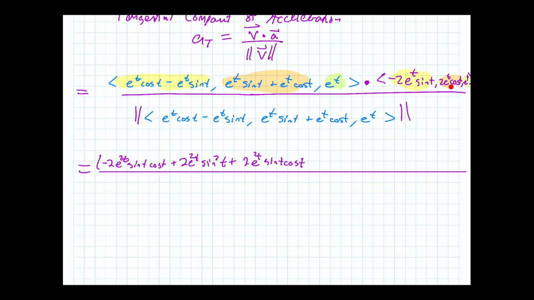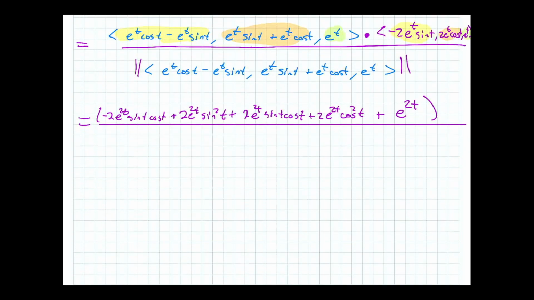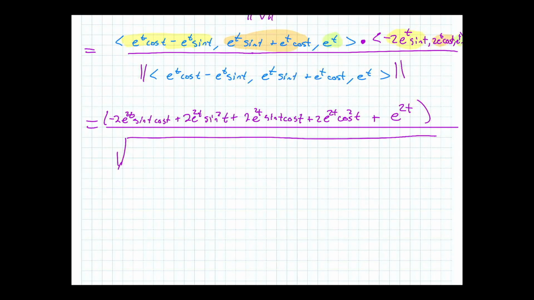And then when you multiply 2 e to the t cos t times e to the t cos t, you're going to end up with 2 e to the 2t cos squared t plus, and then you've got e to the t times e to the t, which is e to the 2t. Ooh, bottom. Square root. Okay.